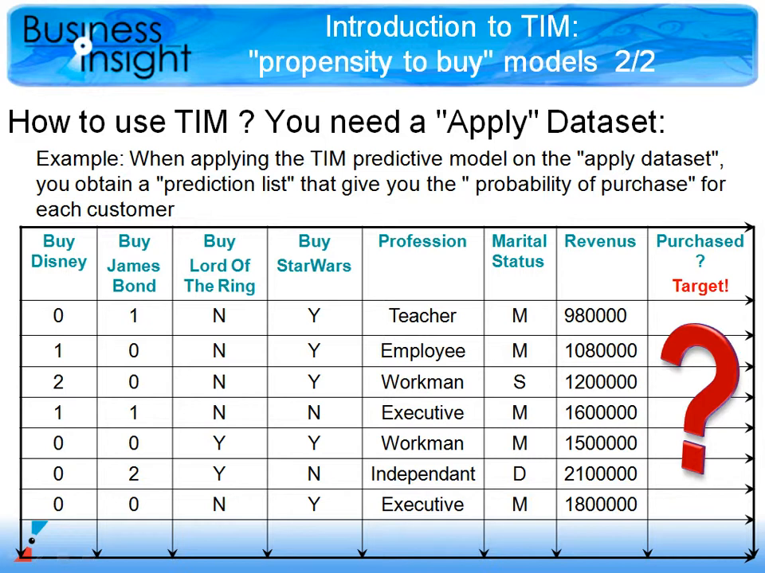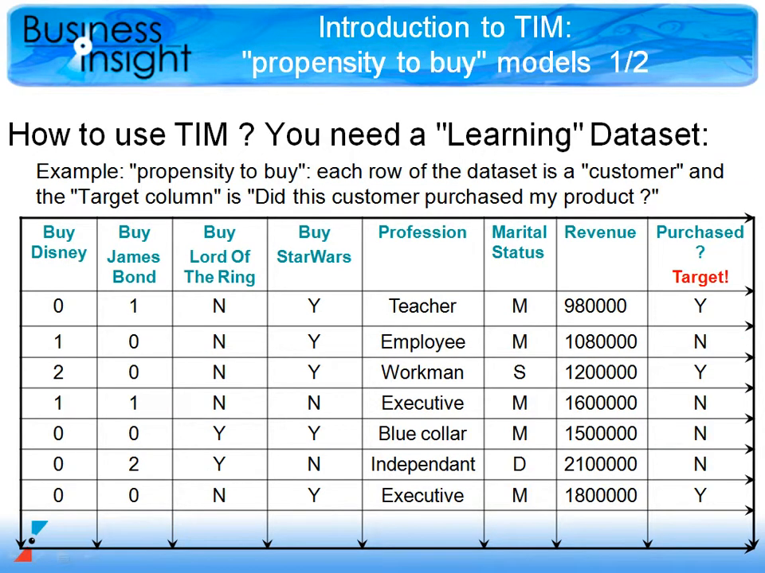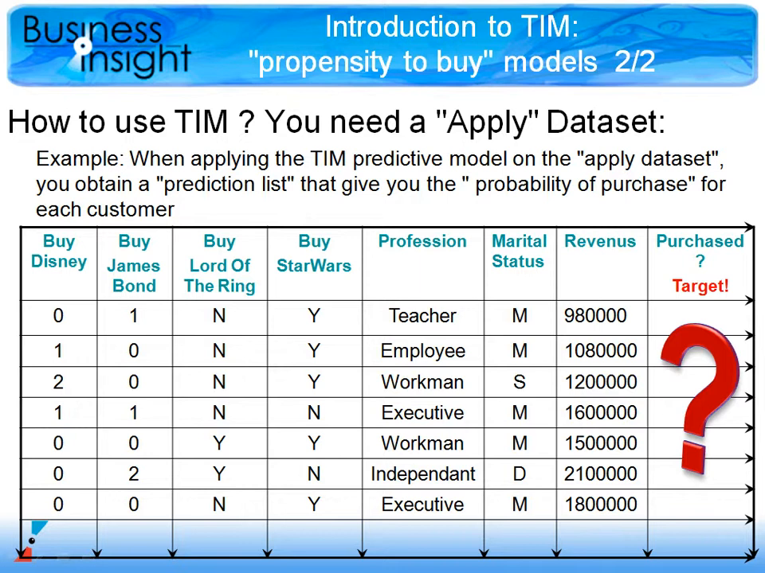It's common in the telecommunications or banking world to have over 10,000 columns for each customer. TIM is the only data mining software that allows an unlimited number of columns inside your dataset. One column is special. It's the target. TIM creates models that predict the value of the target column based on the value of the other columns. Once the predictive model is built, you can apply it on an apply dataset, and TIM will fill in the target column with its prediction. Here we will get the probability of purchase for each customer.